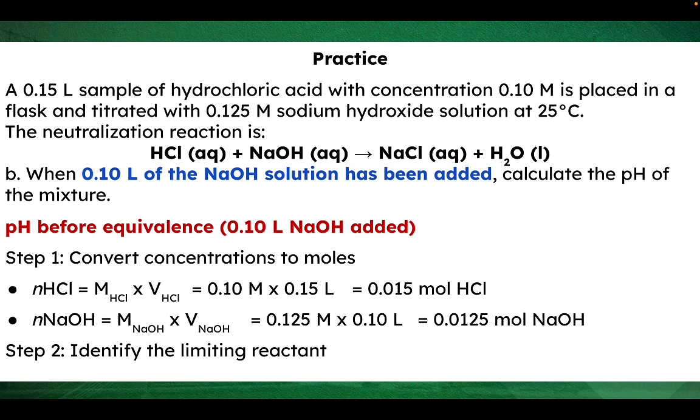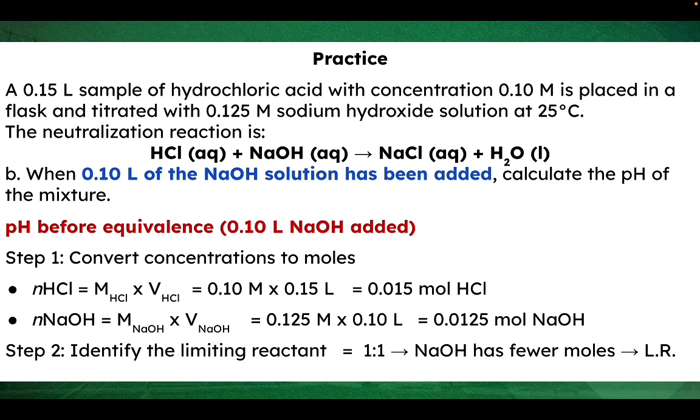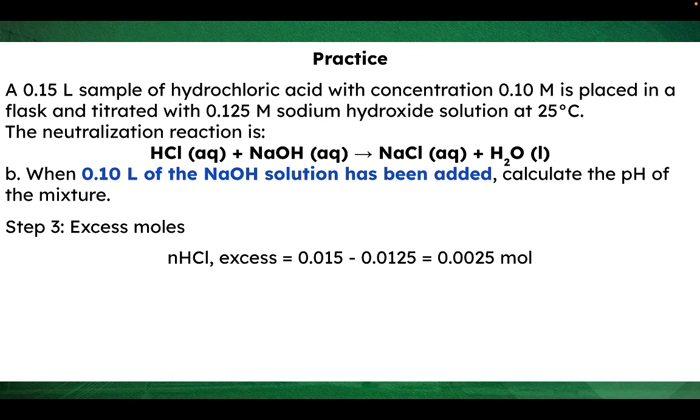Then we identify the limiting reactant. This is a 1:1 ratio. Since NaOH has fewer moles, NaOH is the limiting reactant. Then we calculate the excess moles. Remember, we have 0.015 mole of HCl, and we only have 0.0125 mole of NaOH. So the excess HCl is given by 0.015 minus 0.0125 mole, meaning we have 0.0025 moles of HCl in excess.